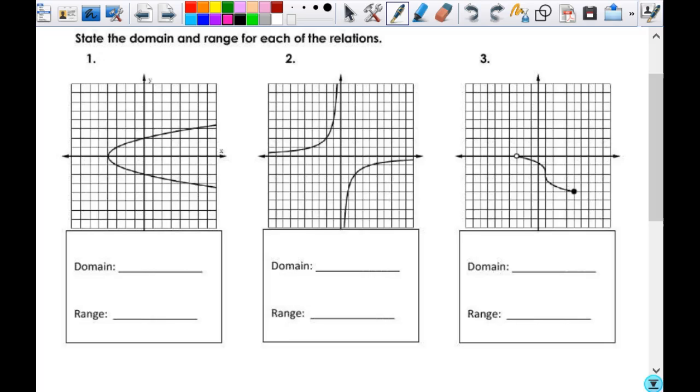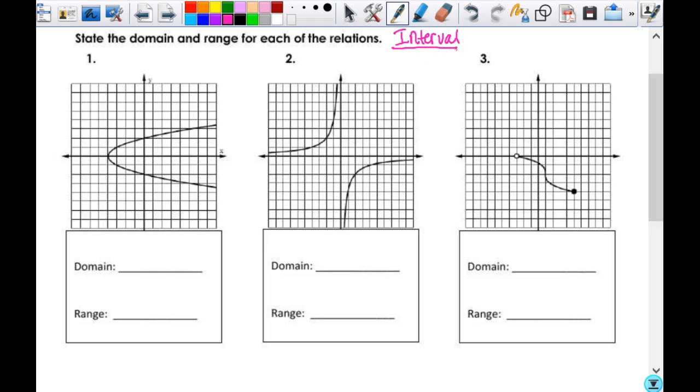Right, so here is the key to your test review. On 1 through 3, it says state the domain and range for each of the relations. So remember, if it does not say what type of notation to use, we use interval. So interval notation is what we want here.